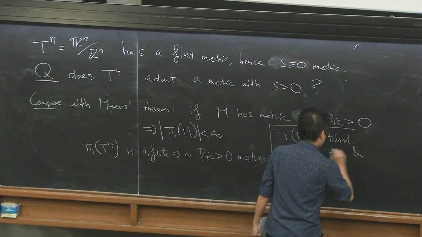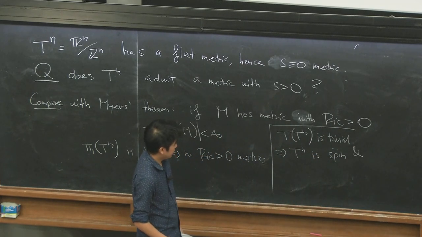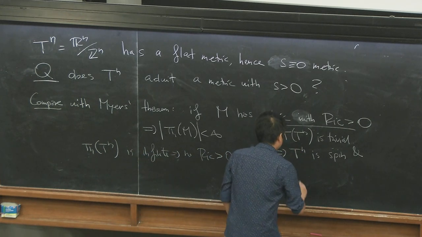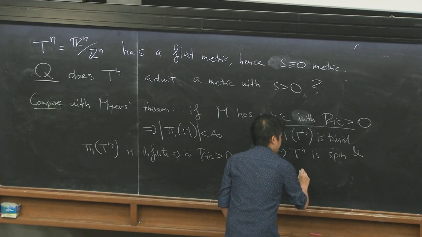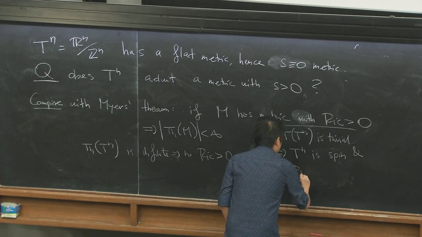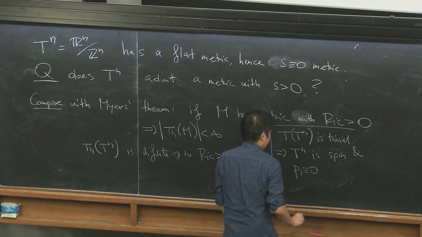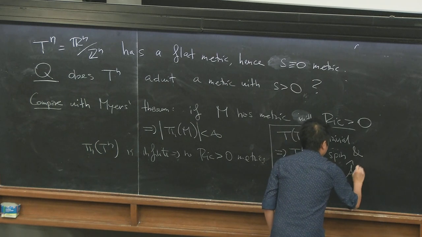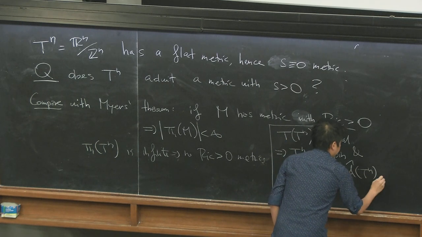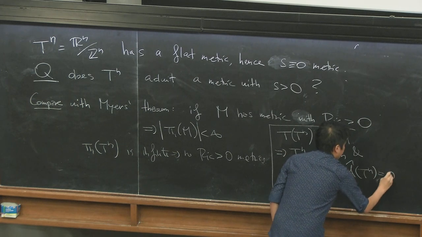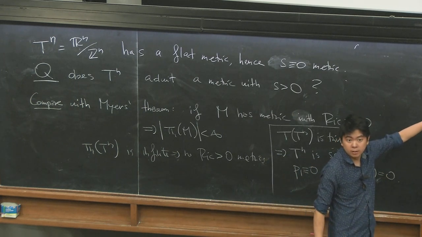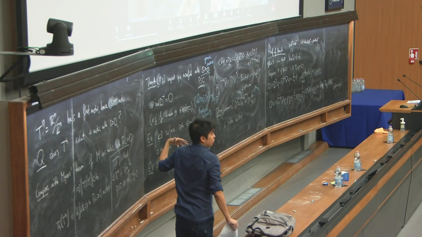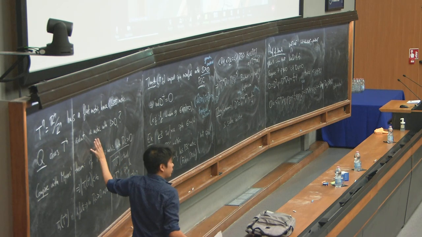T^n is spin, and all the Pontryagin classes are zero. So in particular, the A-hat genus of T^n vanishes, so this constraint doesn't apply to T^n. The theorem we just proved doesn't allow us to conclude that the torus doesn't admit metrics with positive scalar curvature.